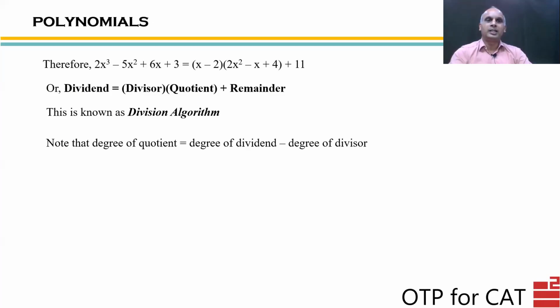Also, you should note the degree of the quotient. How to get the degree of the quotient? That's always the degree of the dividend minus the degree of the divisor. So in this example, the degree of the dividend was 3 and the degree of the divisor was 1. So obviously the degree of the quotient must be 3 minus 1, that is 2, and we have just seen that the degree of the quotient is 2. And the degree of the remainder is always less than the degree of the divisor. In this example, the degree of the divisor was 1, so the degree of the remainder will be less than 1, which means it will be 0. So 11 is a constant number, and we have seen that constants have degree 0.